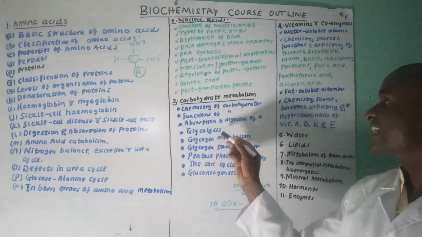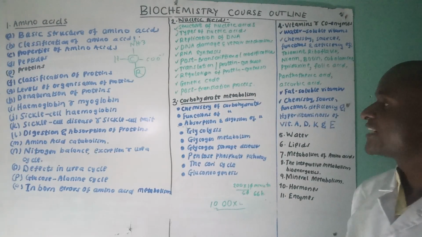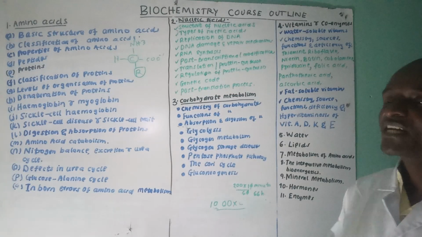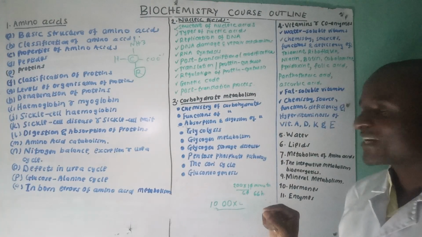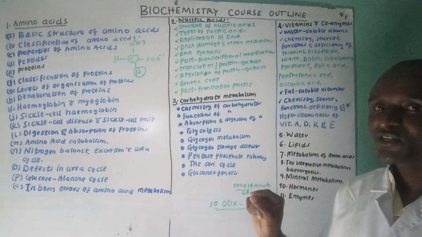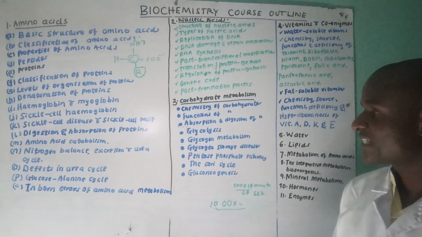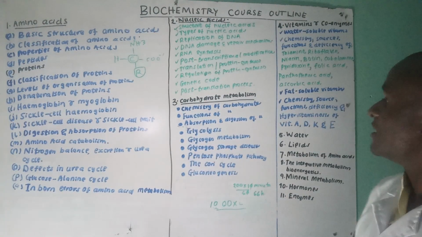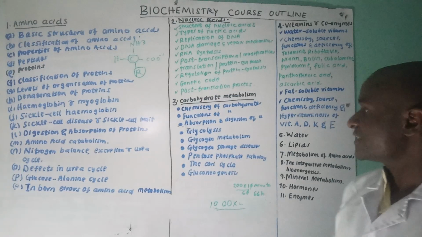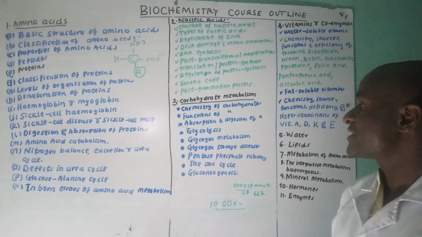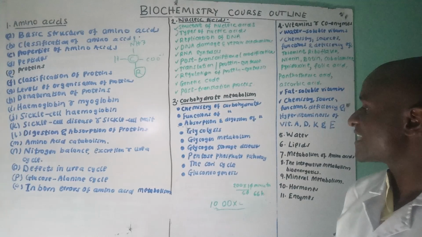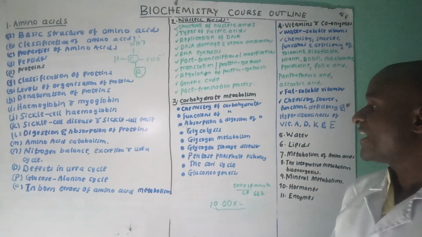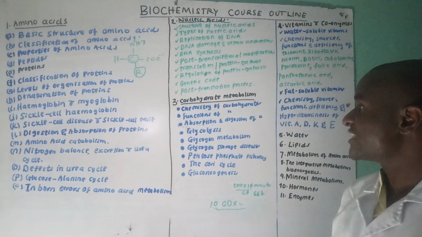In fact, under glycolysis, we will look at pyruvate decarboxylation, that is after pyruvate is formed during glycolysis. It has to undergo decarboxylation so that it is converted into a form that can easily be utilized to produce energy. Then the next subtopic is glycogen storage diseases. We shall be looking at them. Then pentose phosphate pathway. That's another pathway of glucose metabolism. Then the Cori cycle. Then gluconeogenesis.